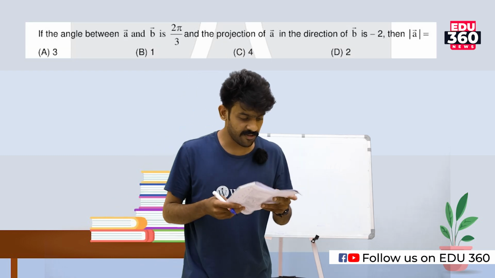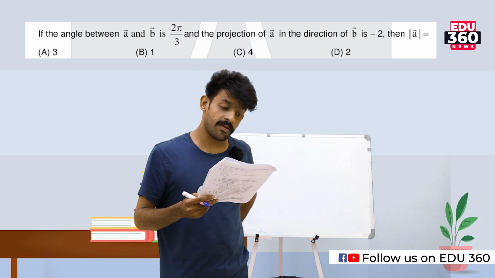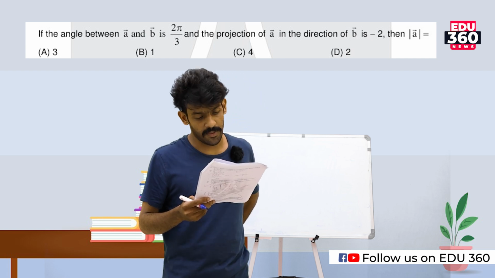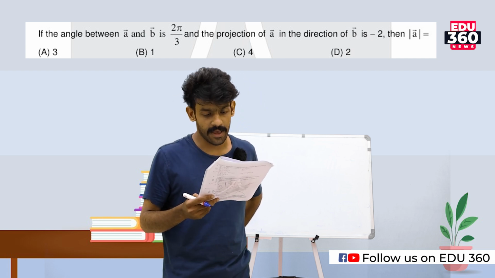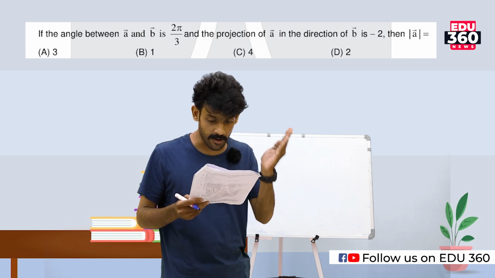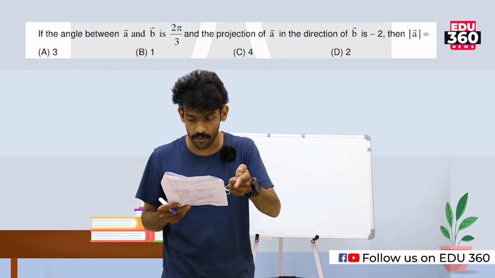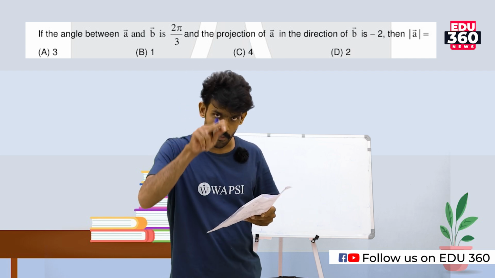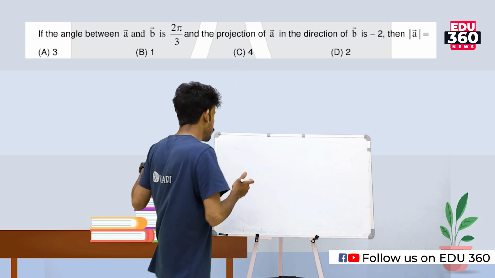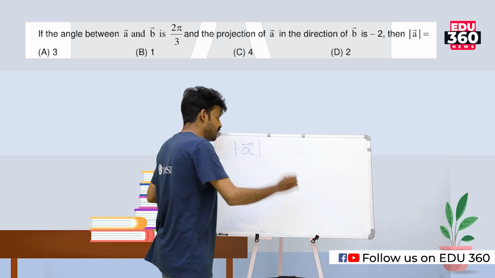The second question is that if the angle between vector A and vector B is given as 2 pi by 3 and the projection of vector A in the direction of B vector is given as -2, then we need to find the value of modulus of A vector.